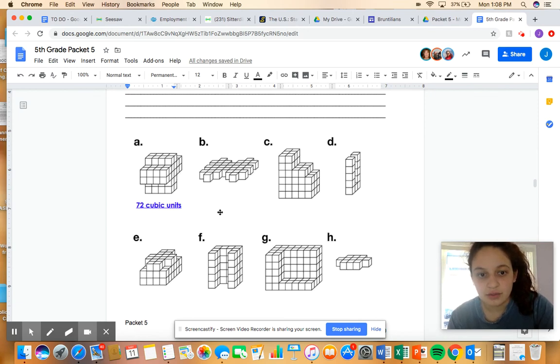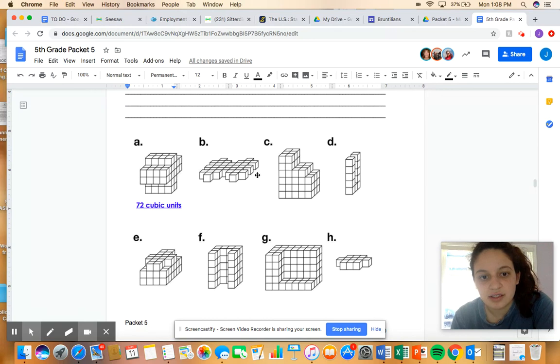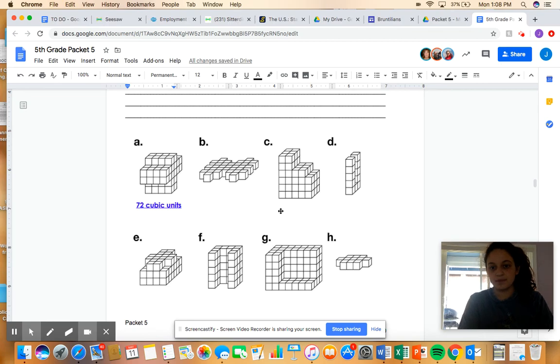Let's count up B. So let's just count up all the cubes because this one's pretty, there's not that many. So 1, 2, 3, 4, 5, 6, 7, 8, 9, 10, 11, 12, 13, 14, 15. Now this shape is exactly the same as this one. So if there's 15 over here, then there's 15 over here, and that's 30, plus these middle 3, so 31, 32, 33. That's it. All right, good luck.